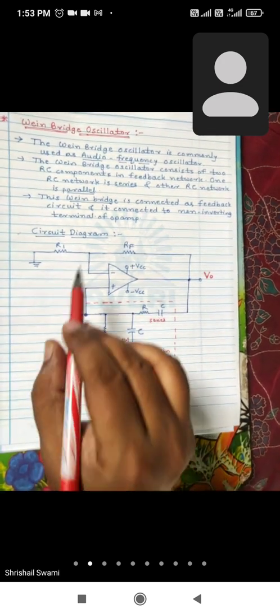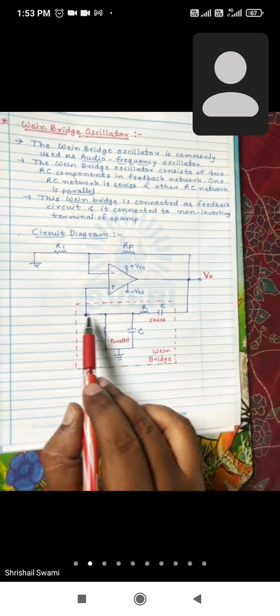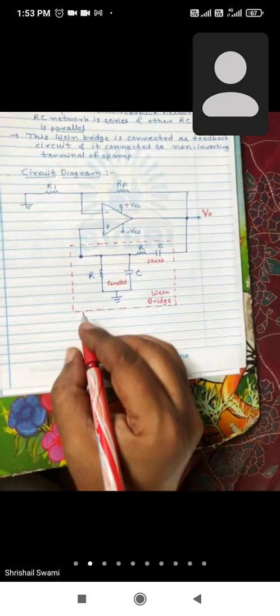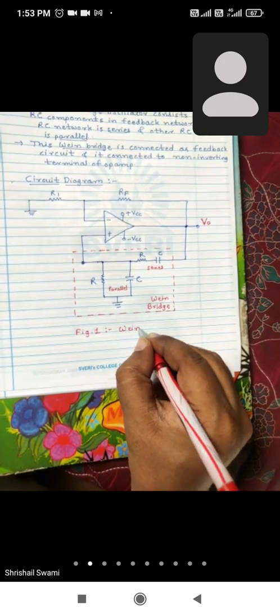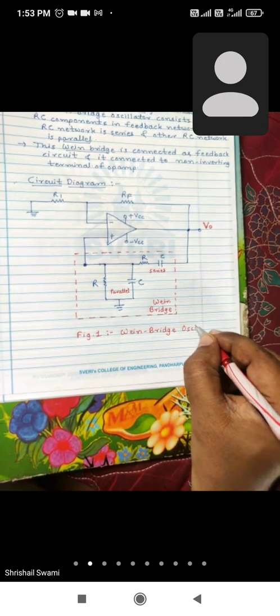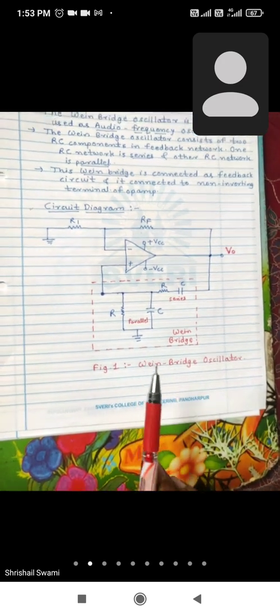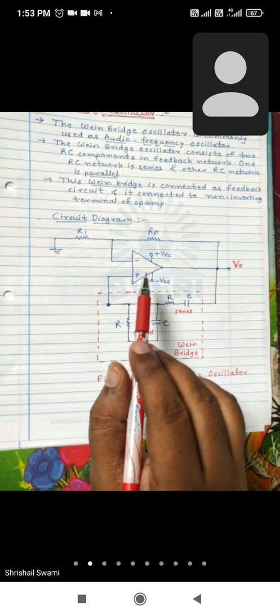Now here we can call it a non-inverting amplifier, because some part of the output V0 is connected to the non-inverting terminal. So this is the non-inverting configuration. This will be figure number 1, that is the Wien bridge oscillator. Now we can start the working here. So this is the non-inverting amplifier.